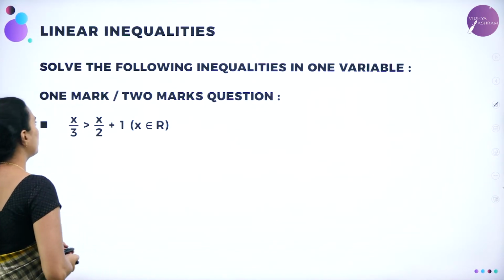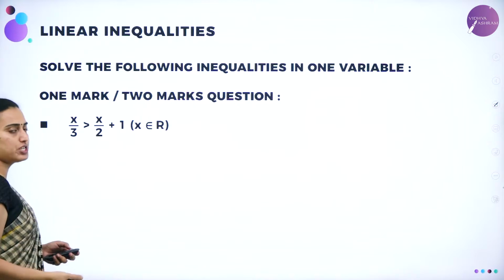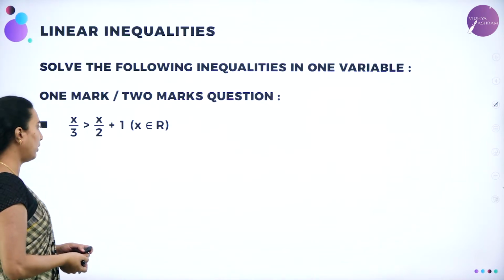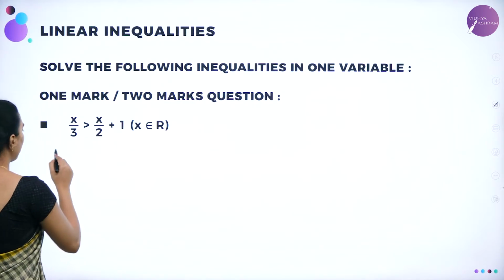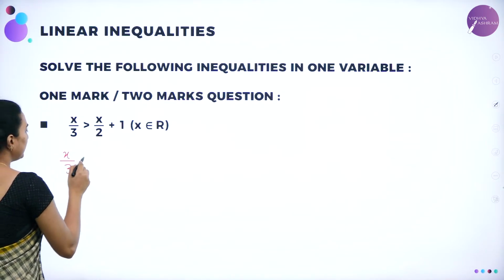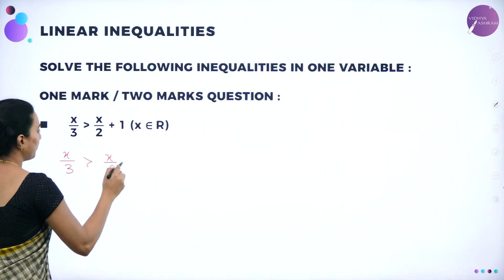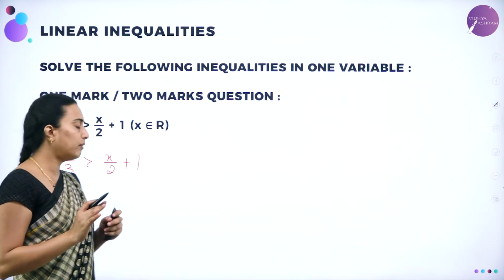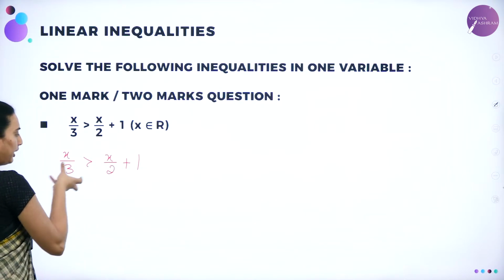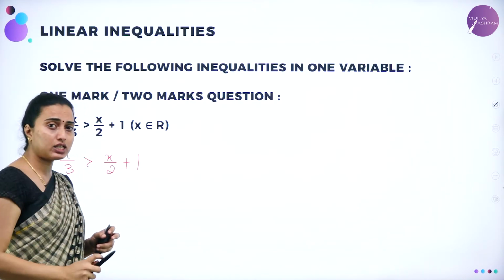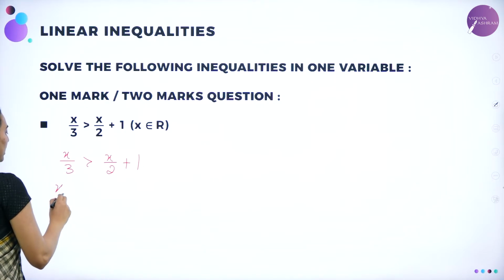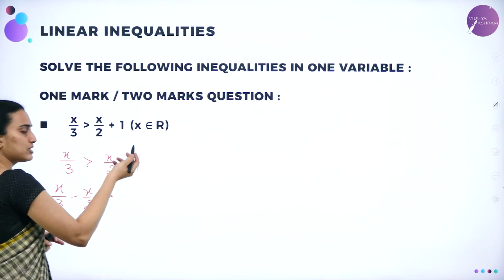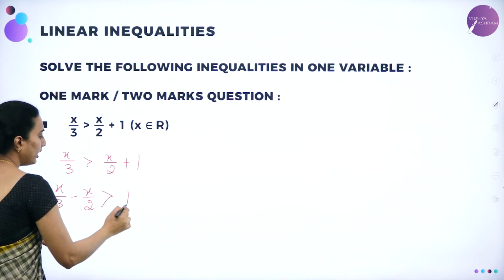We'll move on to the next question, dears. So this type of question will be 2 marker here. X by 3 is greater than x by 2 plus 1. Now here what I am going to do, first I am going to take the LCM. X by 3 is greater than x by 2 plus 1. Otherwise you can take this x by 2 to this side, subtracting minus x by 2 on both sides, you are going to get x by 3 minus x by 2 is greater than, plus x by 2 minus x by 2 will go, 1 is remaining.